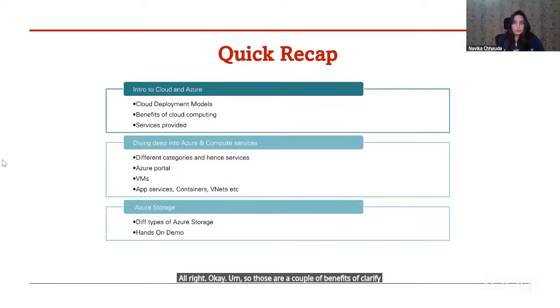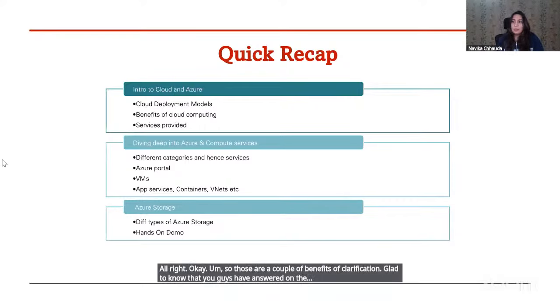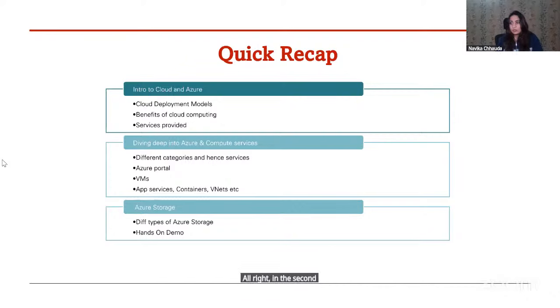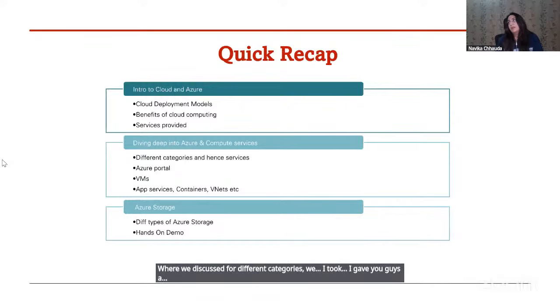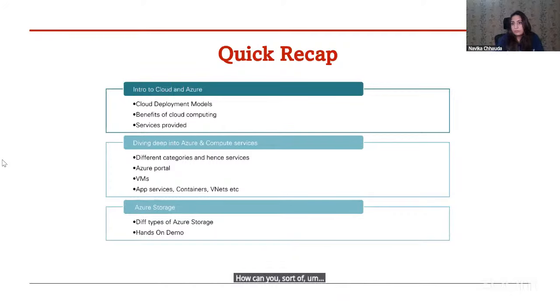Glad to know that you guys have answered on the chats as well. Then we have discussed about different services that are provided. All right. In the second session, we discussed about Azure Compute Services, where we discussed about different categories. I gave you guys an idea about how Azure portal works. How can you sort of... I'll take the question towards the end, please. Okay. I gave you an insight of Azure portal and how Azure portal typically looks like.